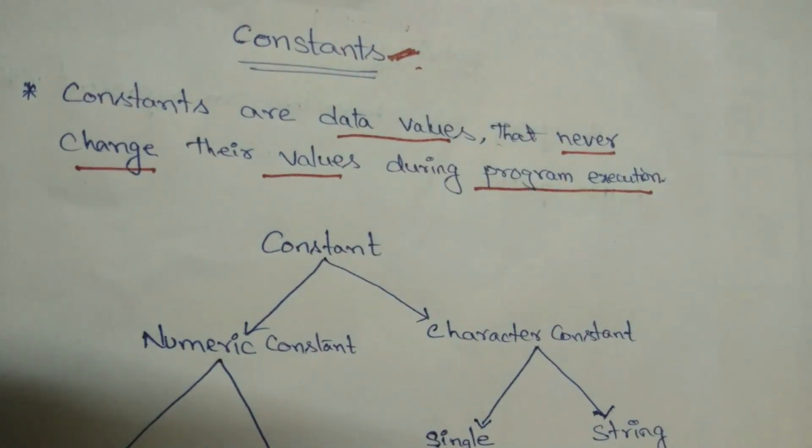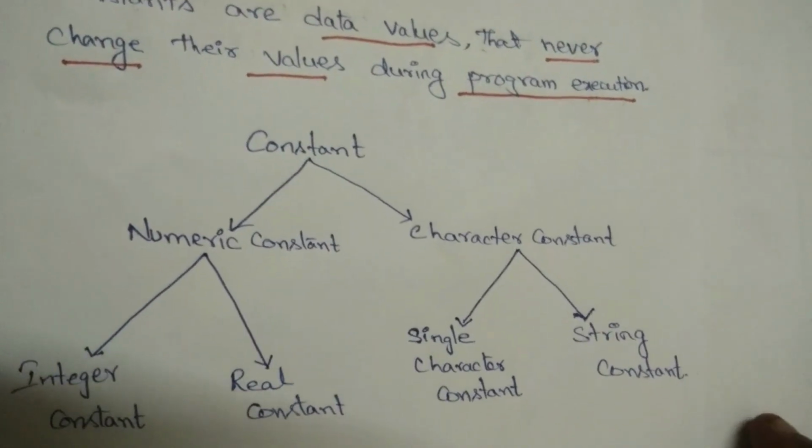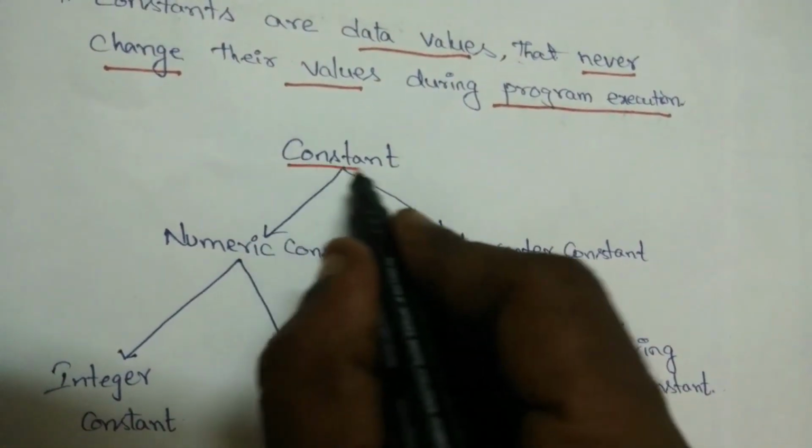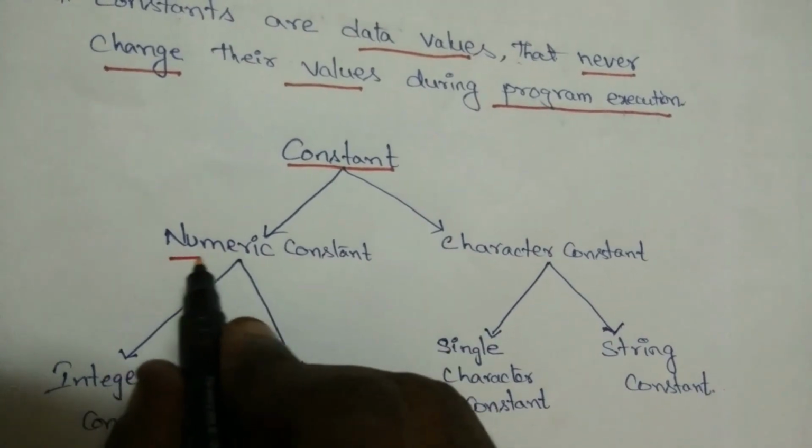Simply, what is meant by constant: if we assign a value as a constant, that value cannot be changed during the execution of a program. Cannot be changed means the value cannot be reinitialized. Now, how many ways do we have to assign a constant value to a particular variable? We can assign the constant value as two types. There are two types of constants.